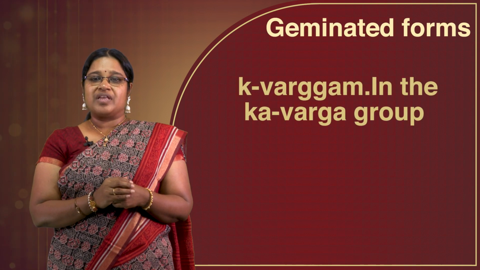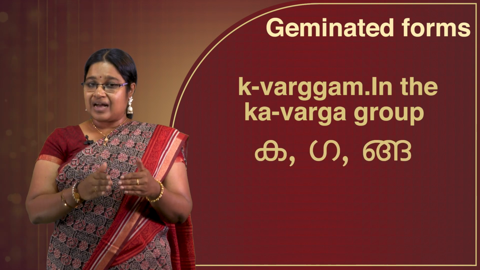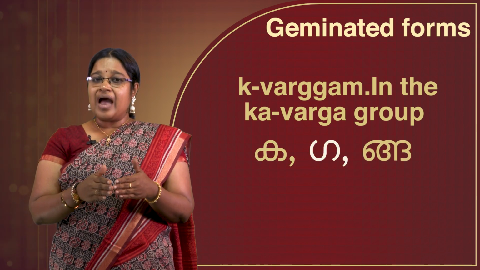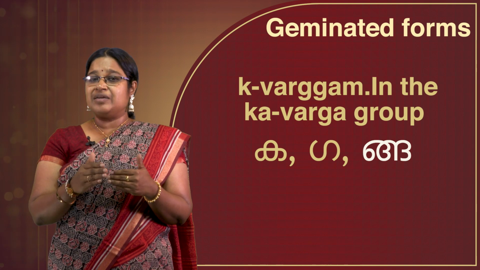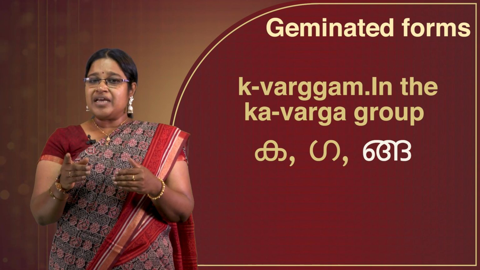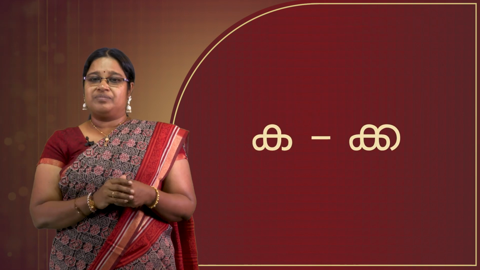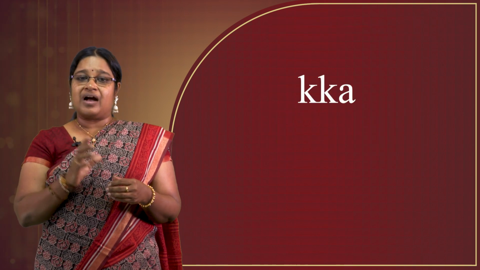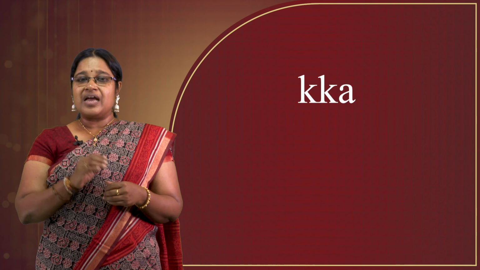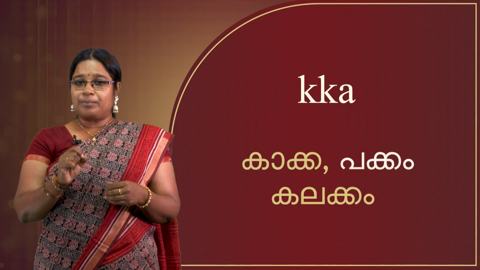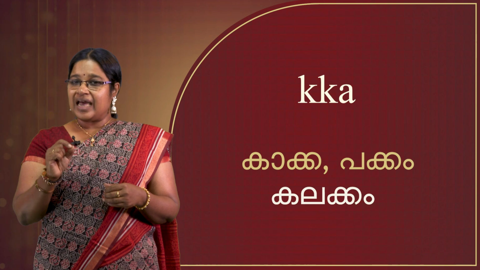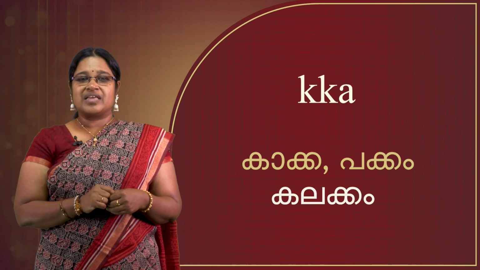The first group of letters are called kavargam. In the kavarga group, ka, ga and nga have geminated forms. It is the geminated form of the letter ka. It has to be pronounced ikka. Words are kaka, pakkam, kalakkam, etc. The process to form vowel consonant combinations is possible with the geminations also.